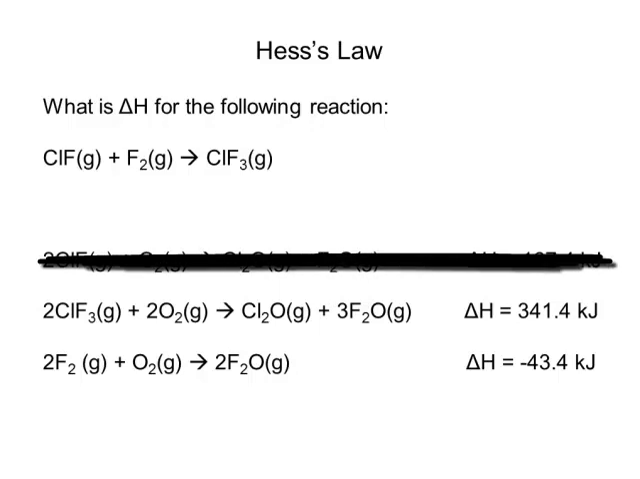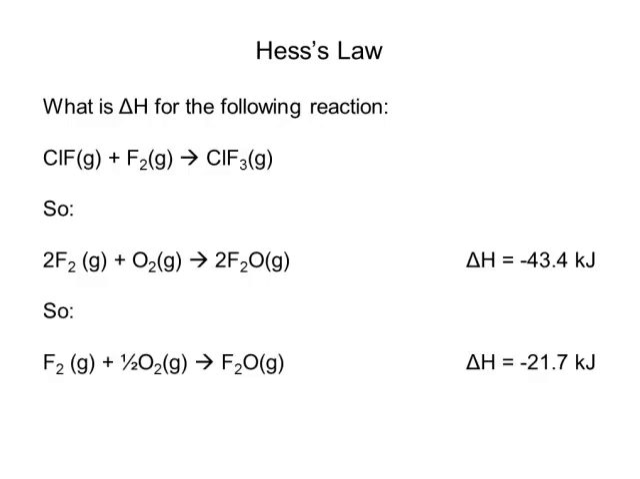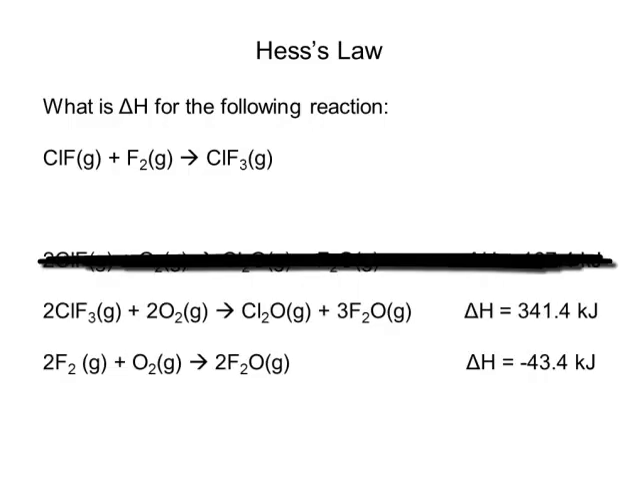What's next? The F2 gas. Well, where's F2 at? Well, it's actually in the third equation there. So starting with that third equation, F2 gas is in the reactant side already. I want it in the reactant side, so I don't need to change the sign of the delta H. But I do have two of them, so I need to divide by 2. Go back to my list. I need to put a line through my third equation.